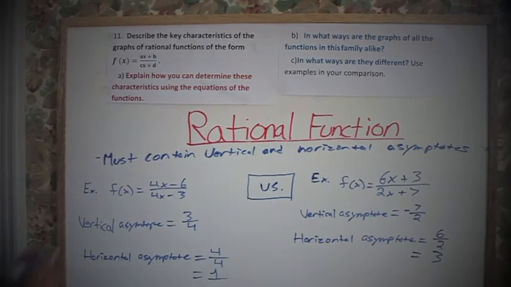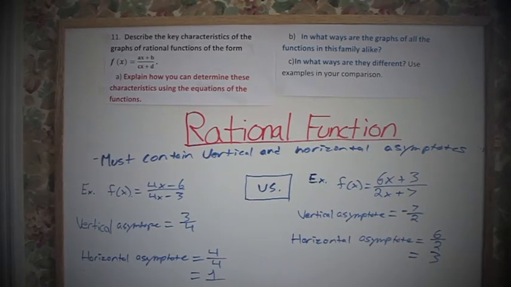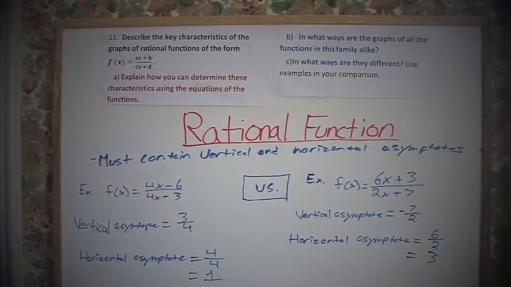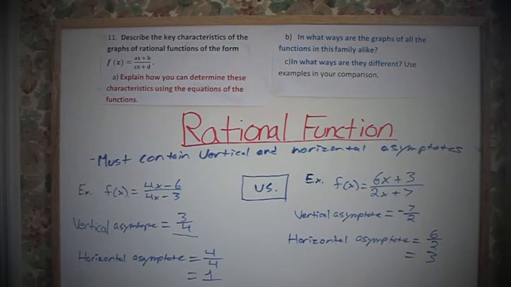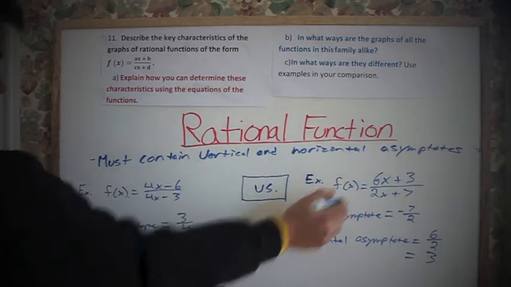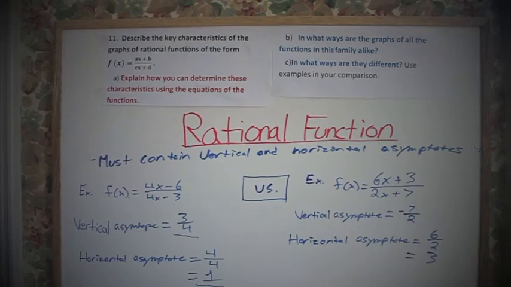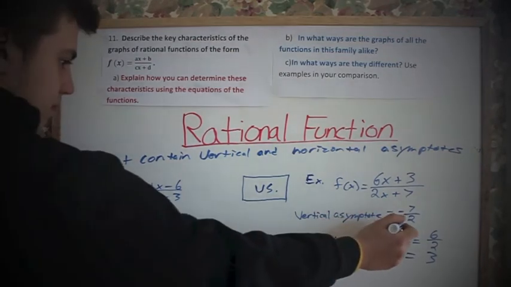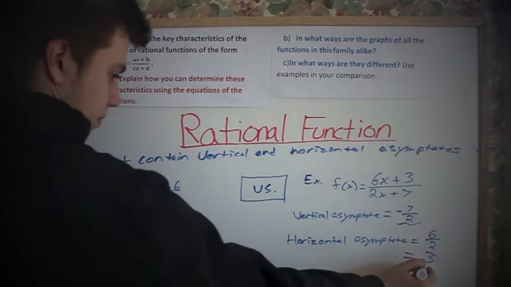For example, one function could be f of x equals 4x minus 6 divided by 4x minus 3, with a vertical asymptote at 3 divided by 4 and a horizontal asymptote at 4 divided by 4, which simplified is 1, and another function f of x equals 6x plus 3 divided by 2x plus 7. The vertical asymptote would be negative 7 divided by 2, and a horizontal asymptote at 3.